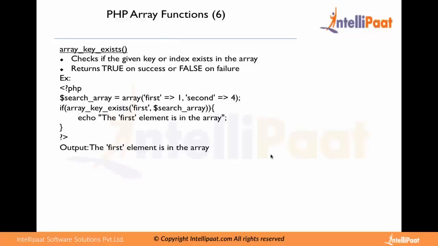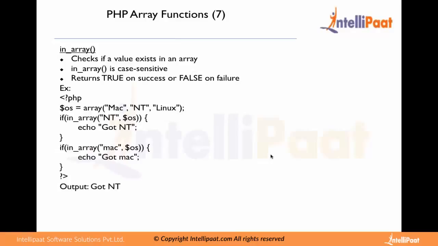Now we will see the in_array function. What this function will do is check if a value exists in an array. Previously we checked the array_key_exists function, which checks if a key exists in the array or not. Now we will see if a value exists in the array or not. For that we use the in_array function. It will also return true or false. If the value exists in the array, it will return me true. If the value does not exist in the array, it will return me false.